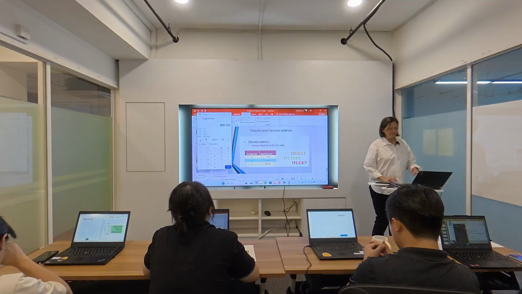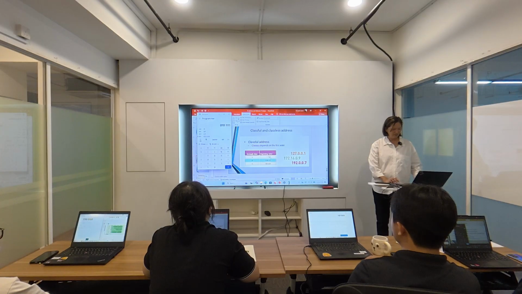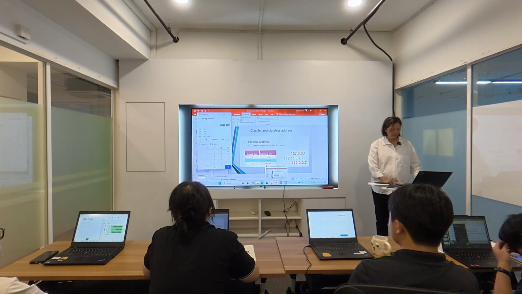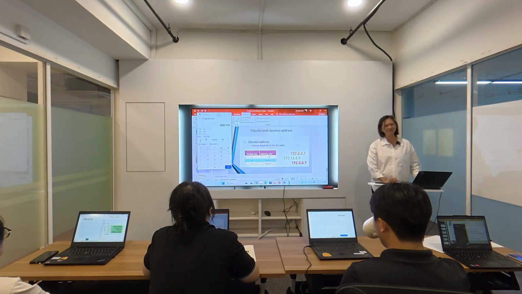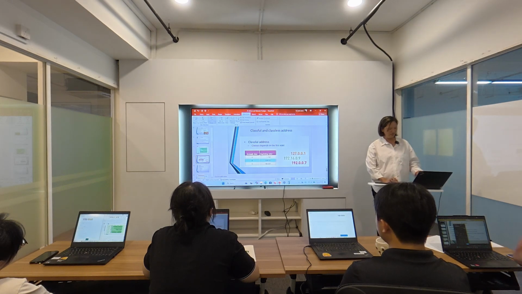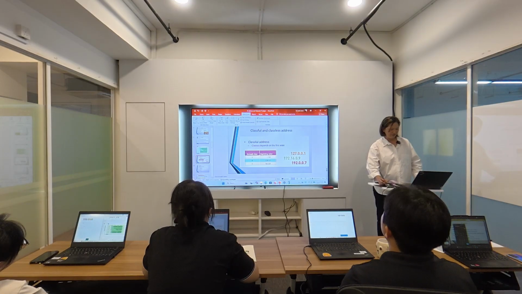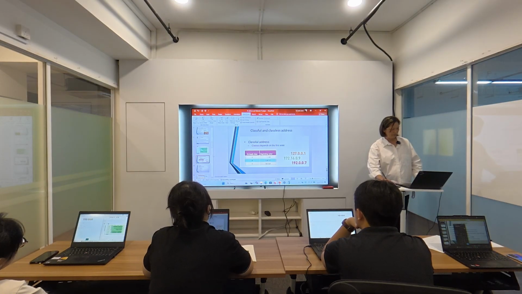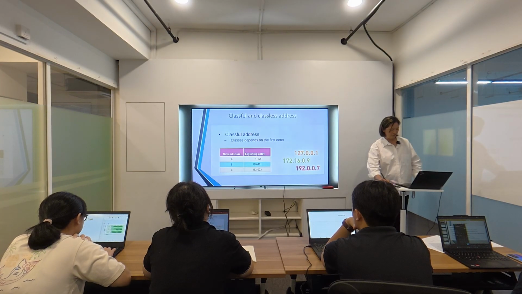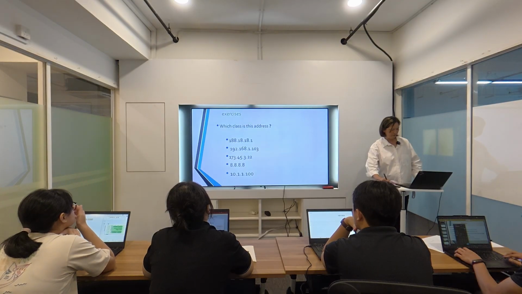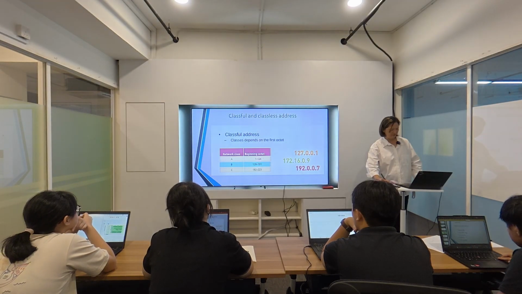So therefore, this is actually 127, not 126. Error here. Our class A would be from 0, but there's no 0 address, so they put it as 1 up to 127. It is not 126.